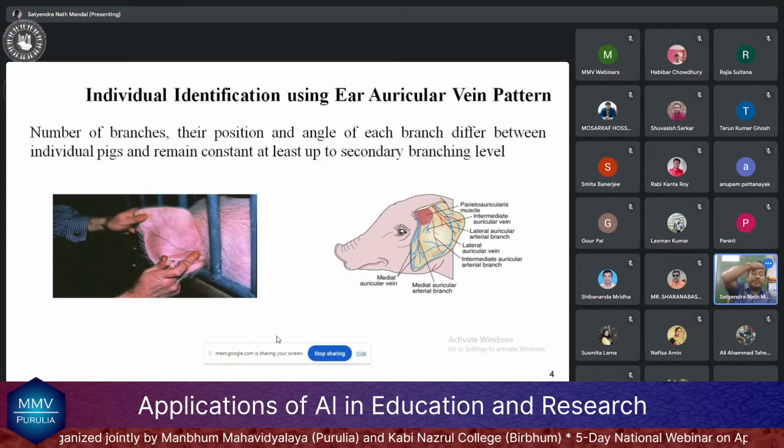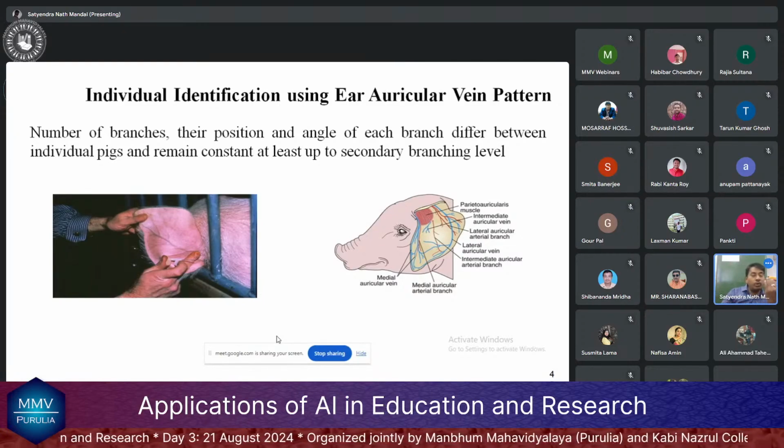Now see that. When you look closely at the ear, there is some venation pattern. And this venation pattern, up to the secondary level, remains fixed throughout their lifetime. If we can track the ear venation pattern, then we can give them an identity. But how do we get it? What do we do?